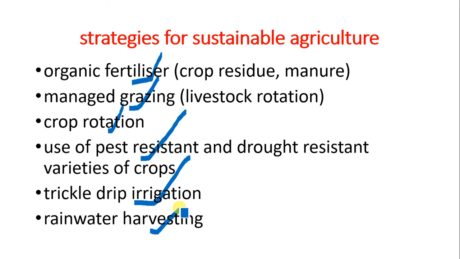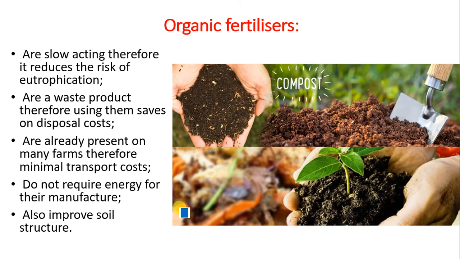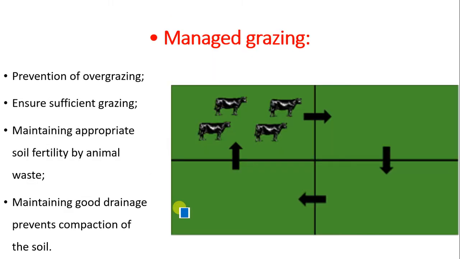Now explaining each of these strategies. When we have to do with organic fertilizers, as you can see, they are slow acting, therefore it reduces the risk of eutrophication. They are waste products, therefore using them saves disposal cost. They are already present on many farms, therefore minimal transport costs, do not require energy for their manufacture, and it also helps to improve soil structure.